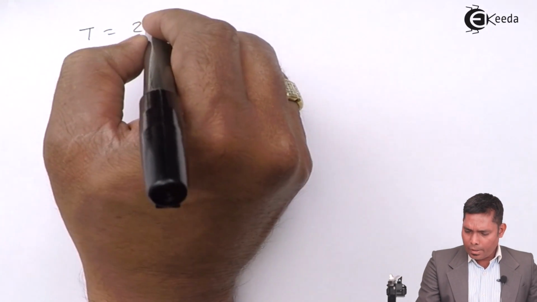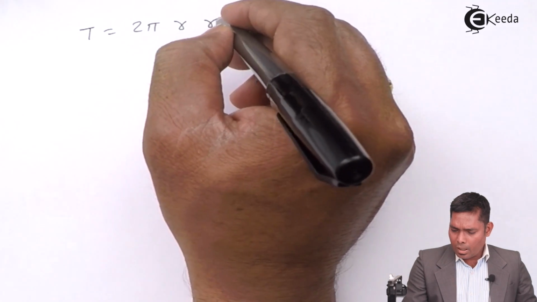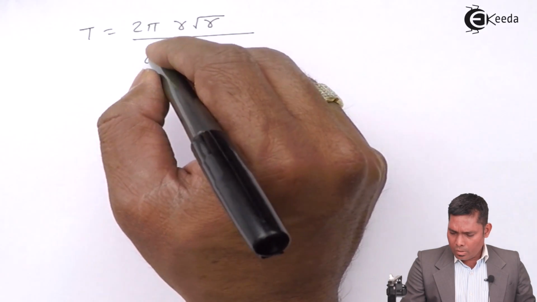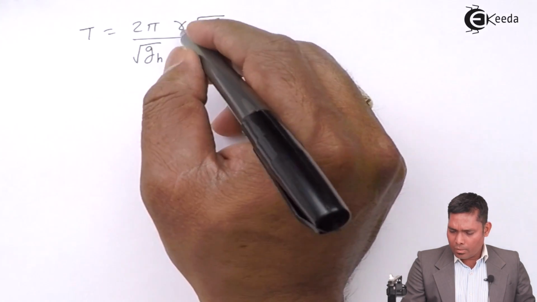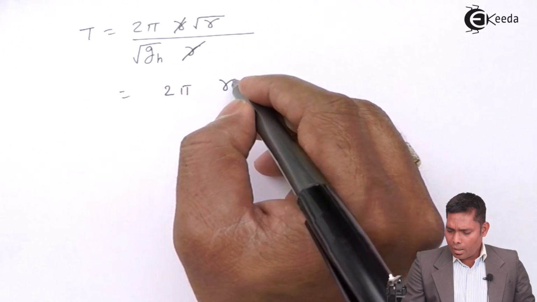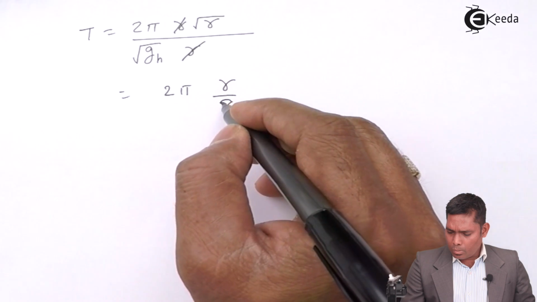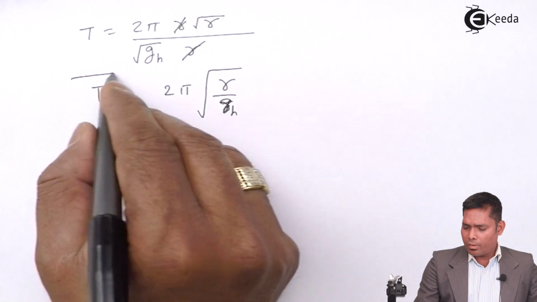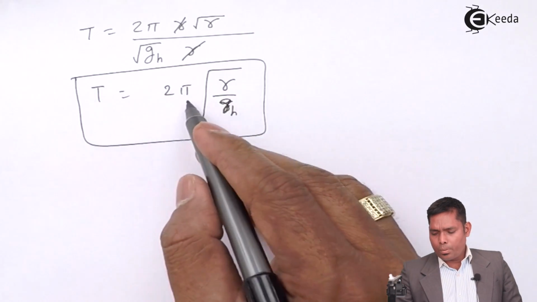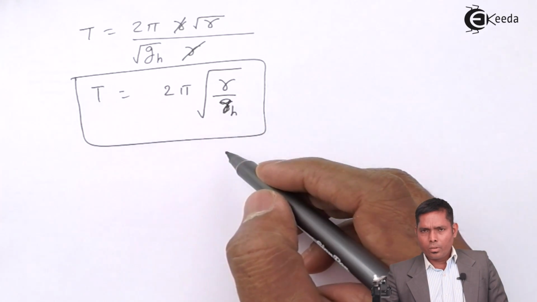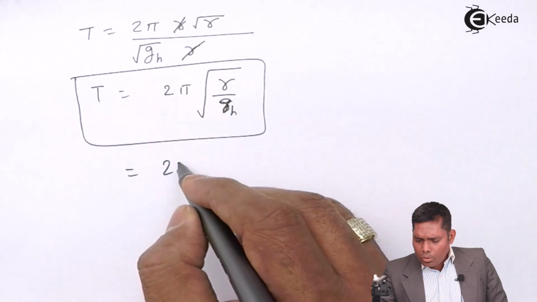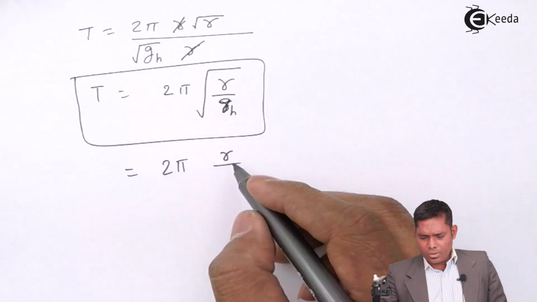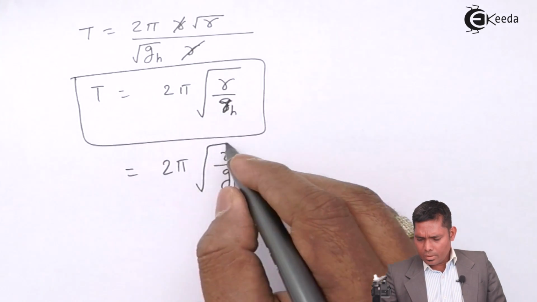So what I'm getting is T equals 2 pi r to the power 3 by 2, that is r and root r, divided by g_h, and root of r squared is r, so one r will cancel. So this is 2 pi root of r over g_h. This is a very important relation that we are getting, that 2 pi root of r over g_h. Now this is the formula.